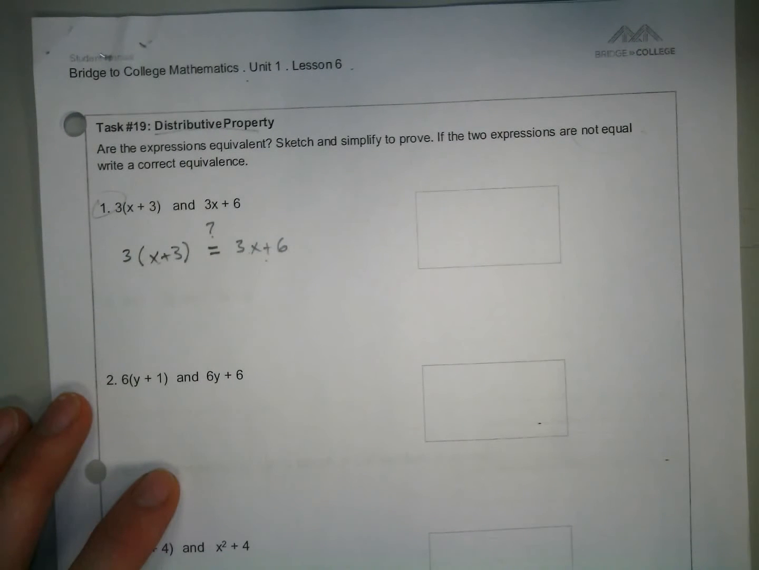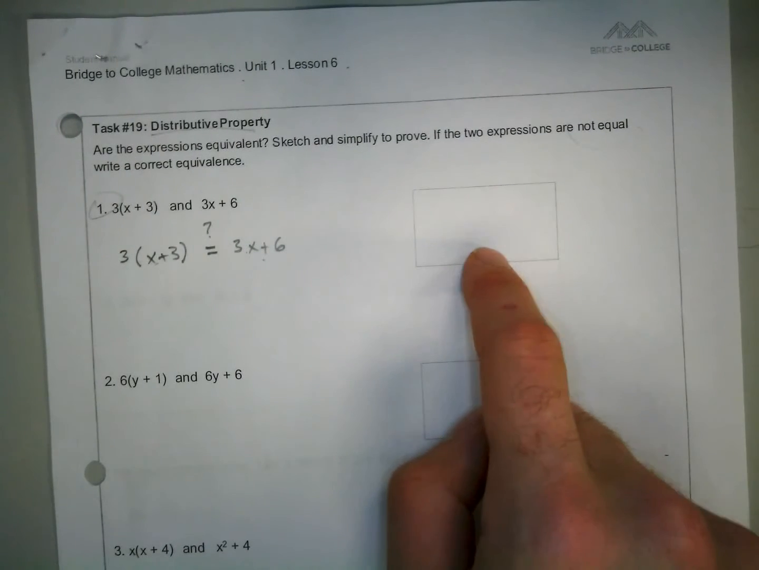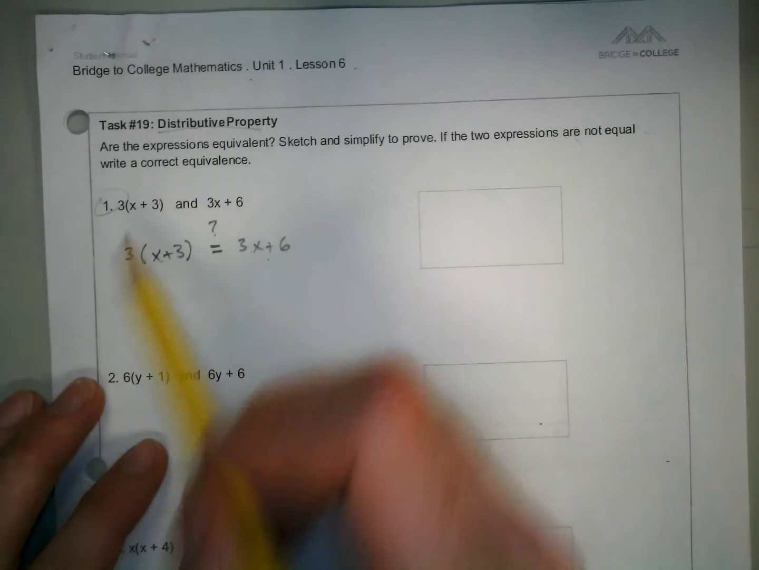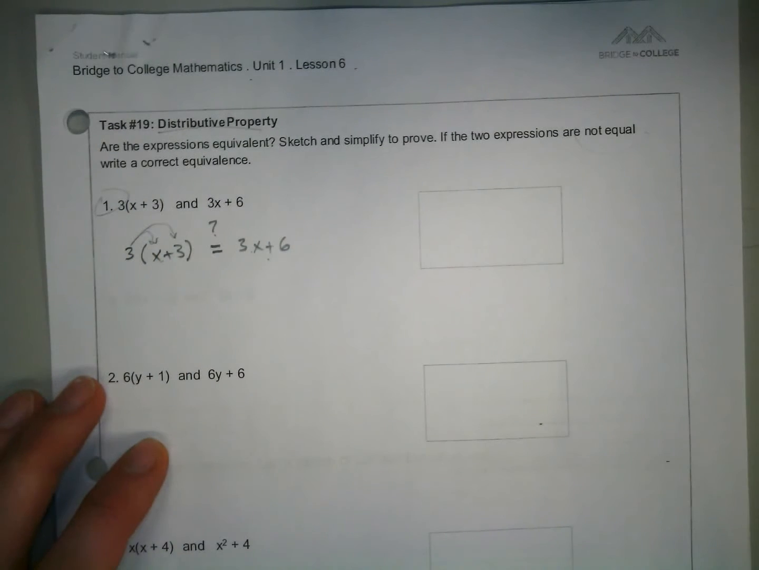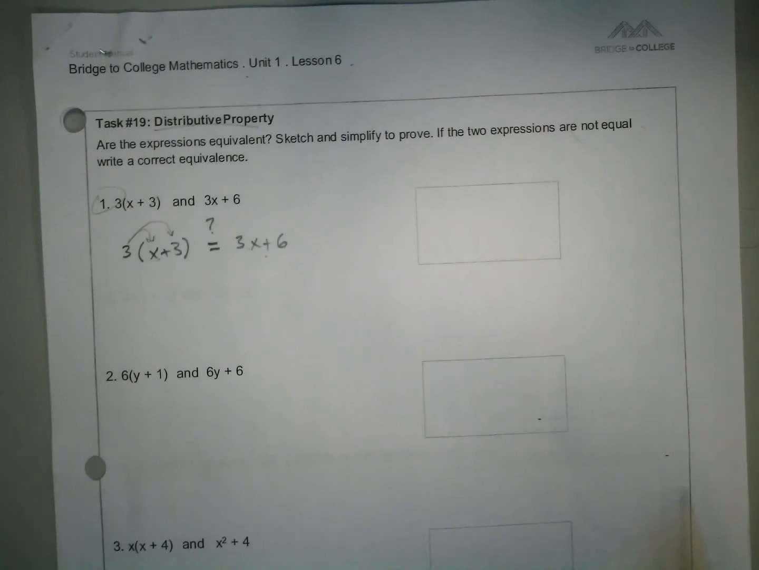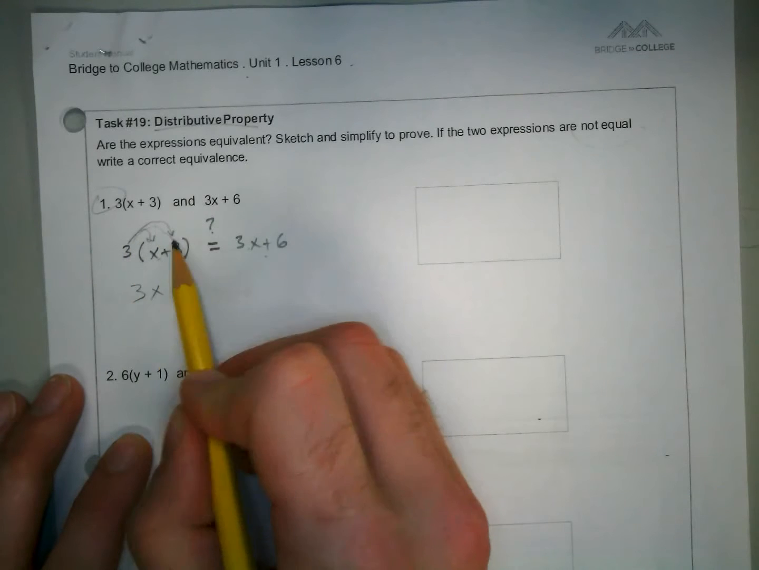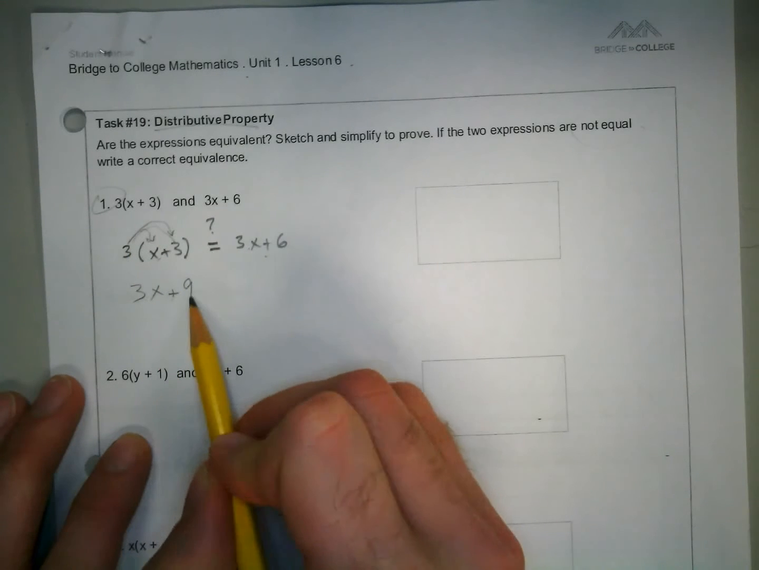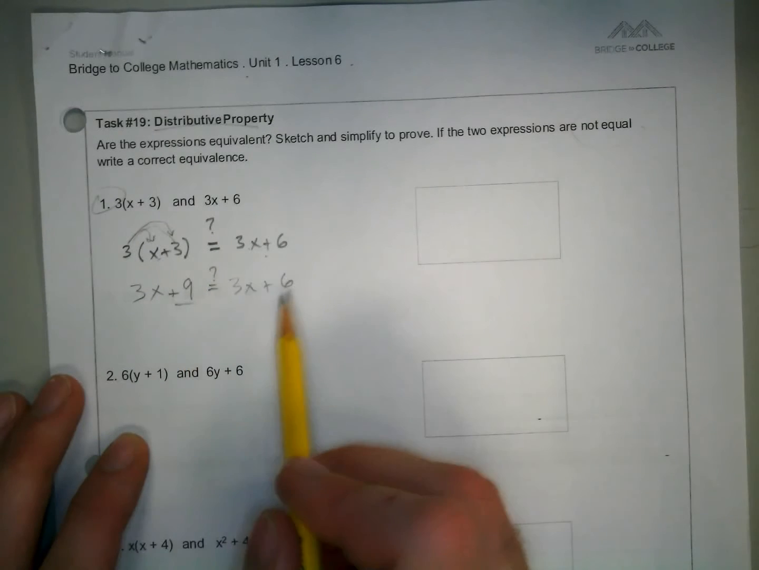Let's try it out. We'll go with the area model second. Distributive property usually looks like this. We multiply the terms out front to whatever's inside. If there's more than one, we distribute all of them through. 3 times x gives you 3x. 3 times 3 gives you 9. Now, is that the same as 3x plus 6? No. One has a 9, one has a 6.